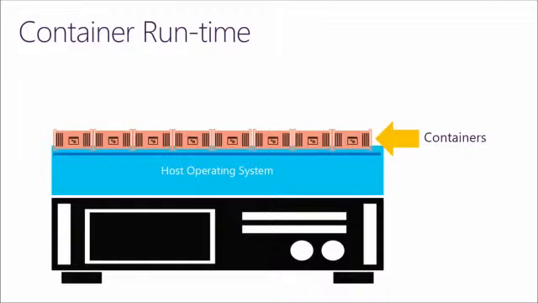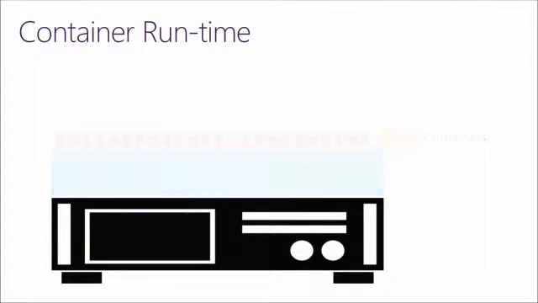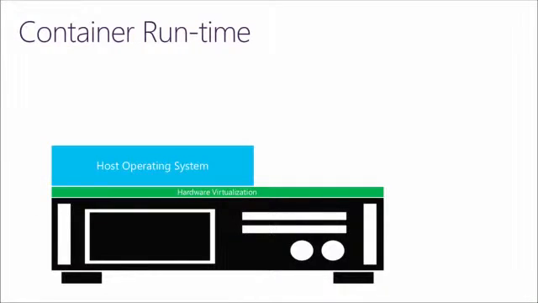So the one on the far left might have an Nginx website, a web server. The one next to it might have a MySQL database. But they're all utilizing the same shared host OS. And that's the power of containers and the speed at which it can deploy. But there are other combinations you can make.